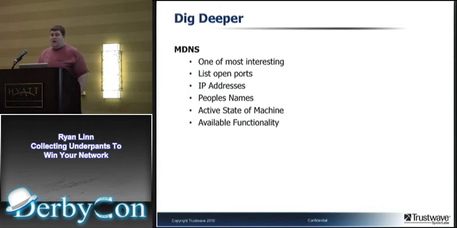mDNS is my favorite. It will list open ports on systems. It will also list IP addresses. There is a status mDNS message that the default chat client for Mac will send out to let you know whether or not somebody's actively at their keyboard. It will also give additional functionality. So if you want to, again, find the printer with the stapler, you can easily do that.